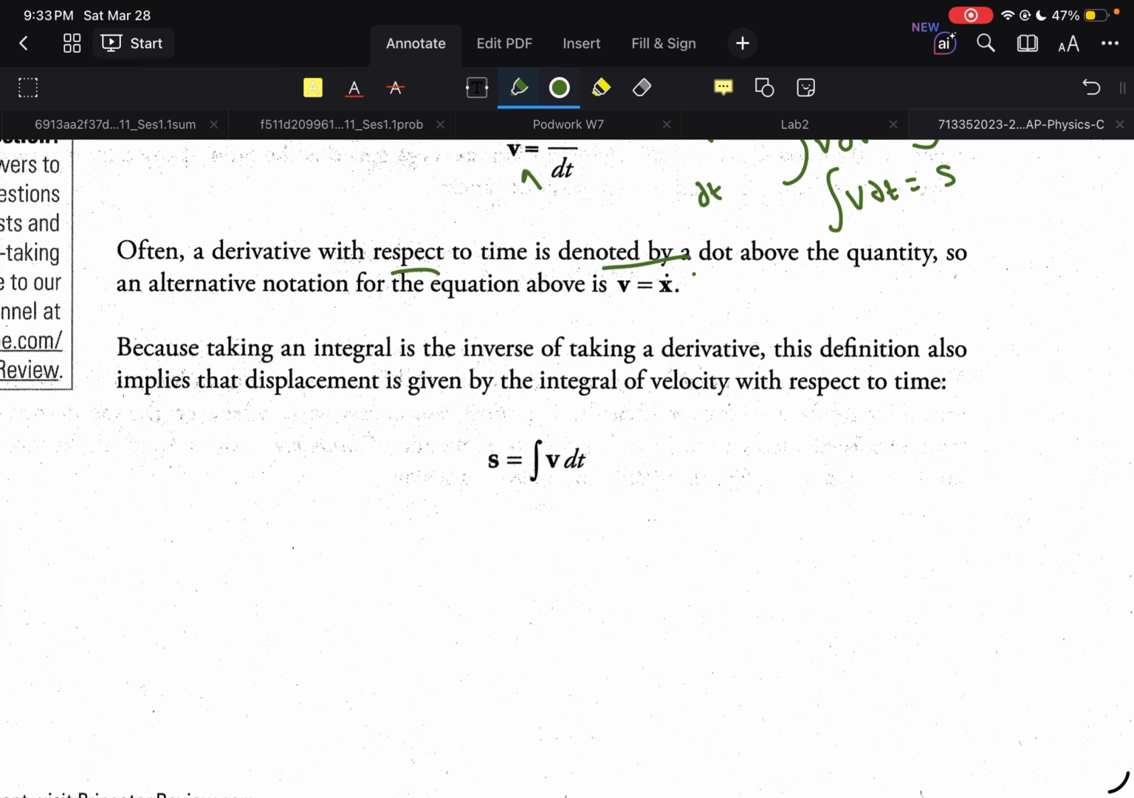Often our derivative with respect to time is denoted by a dot above the quantity. So an alternative notation equation is this.